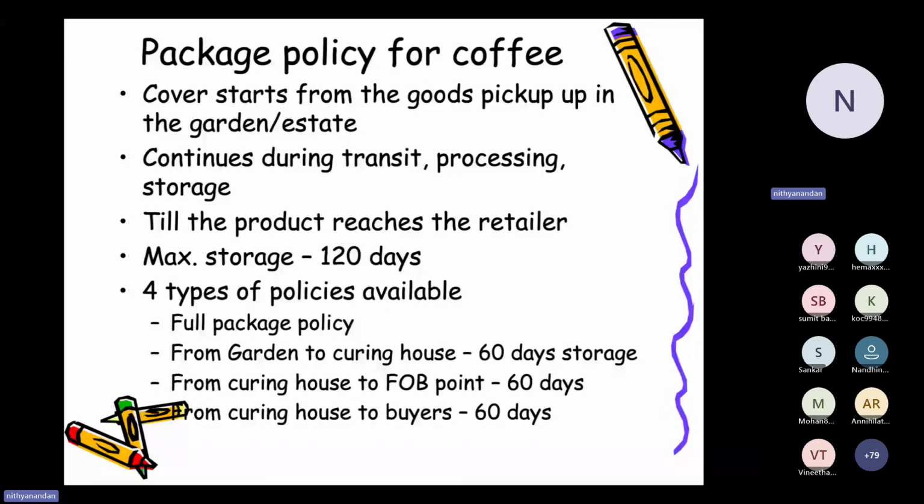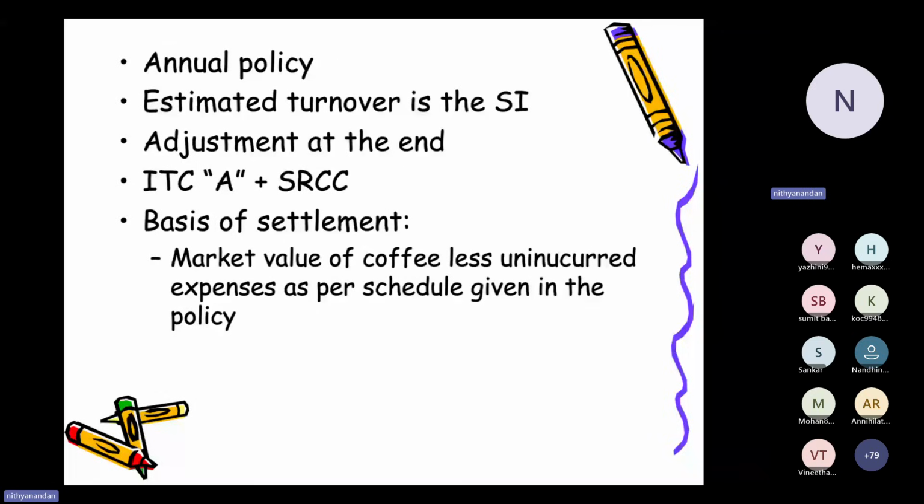It is an annual policy. Estimated turnover is the sum insured. Adjustment only at the end of the year, just like open policy. ITCA plus SRCC is given. Base of settlement, market value of coffee less unincurred expenses as per schedule. So it is the market value of the coffee at which it is sold in the market. Suppose some expenses are not incurred by the client, it is reduced.